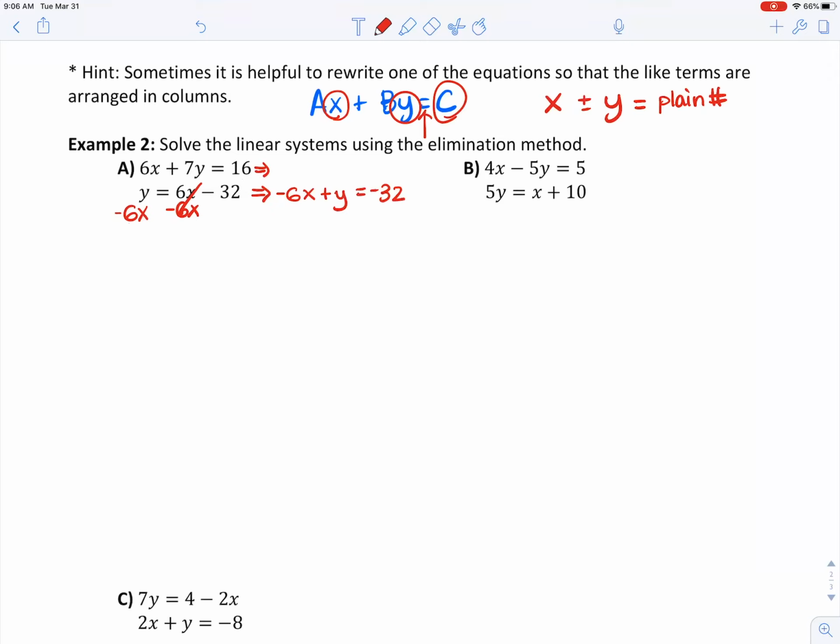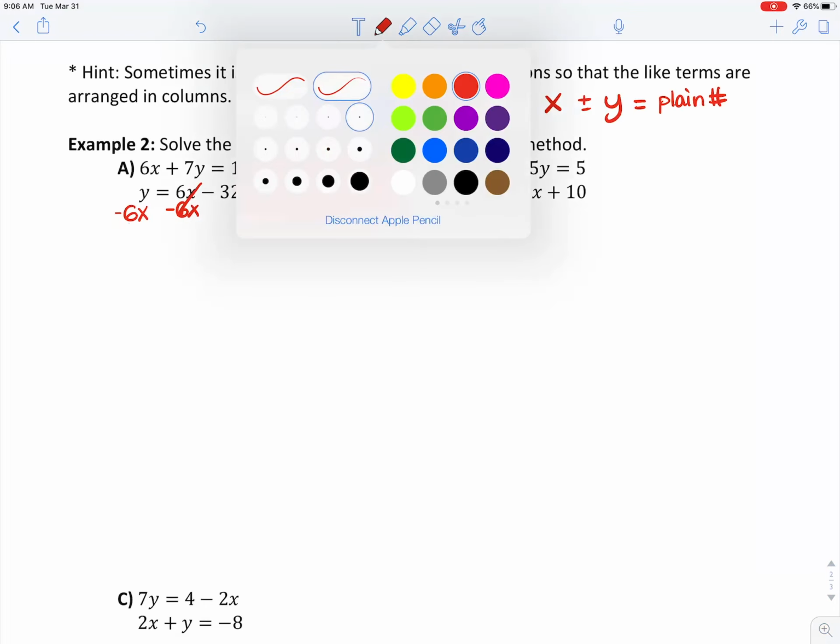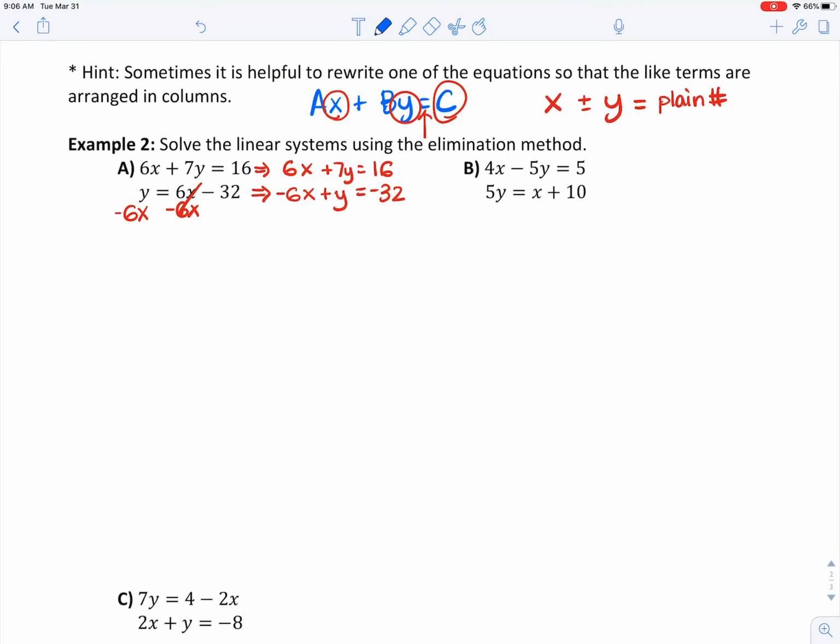And I'm actually going to rewrite the top equation. I don't have to do anything to it, but I'm just going to rewrite it right on top of the other one, so that as we can see here, now I have the x's right on top of each other, I have the y's on top of each other, I have the equal signs right in a column, and I have the constants, the plain numbers, right on top of each other. So now I can decide, do I need to add or subtract?